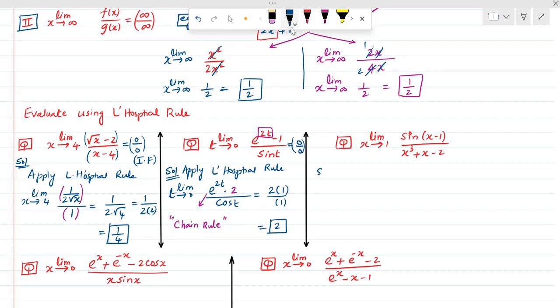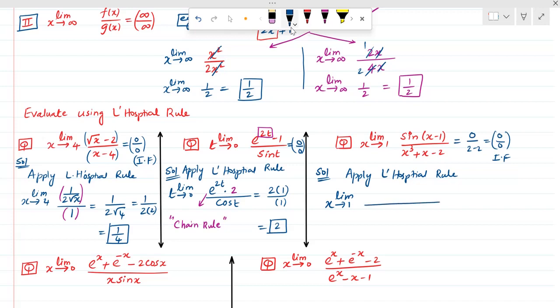Now the next one we have the limit. If you apply the limit, x approaches to 1, 1 minus 1, 0, sine 0 is 0, over, here you will have 1 plus 1, which is 2 minus 2, so 0 over 0. So it is an indeterminate form. Now I have to apply the L'Hopital rule. Limit x approaches to 1.